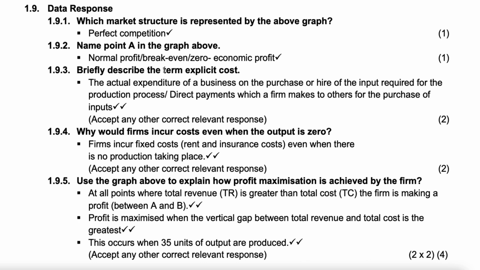Then the last one: use the graph above to explain how profit maximization is achieved by the firm. Well, at all points where total revenue is greater than total cost, the firm is making a profit one way or the other. I mentioned this A to B thing, that the firm is making a profit basically because its total revenue is greater than its total cost. Then profit is maximized when the vertical gap between total revenue and total cost is the greatest. I mentioned this one already. Then this occurs when 35 units are produced.